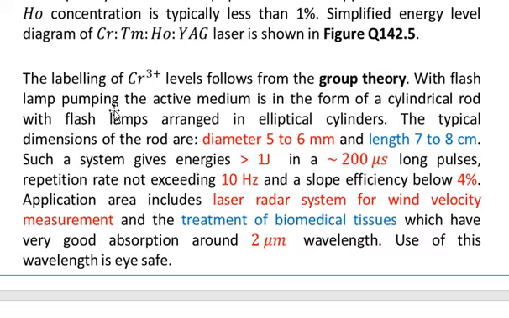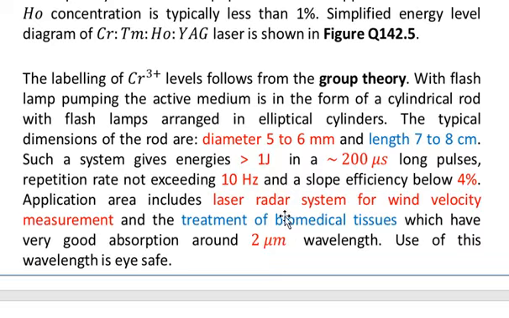With flash lamp pumping, the active medium is in the form of a cylindrical rod with flash lamps arranged in elliptical cylinders. The typical dimensions of the rod are a diameter of 5 to 6 millimeter and a length of 7 to 8 centimeter. Such a system gives energies greater than 1 joule in 200 microsecond long pulses, with a repetition rate not exceeding 10 hertz and a slope efficiency below 4%.